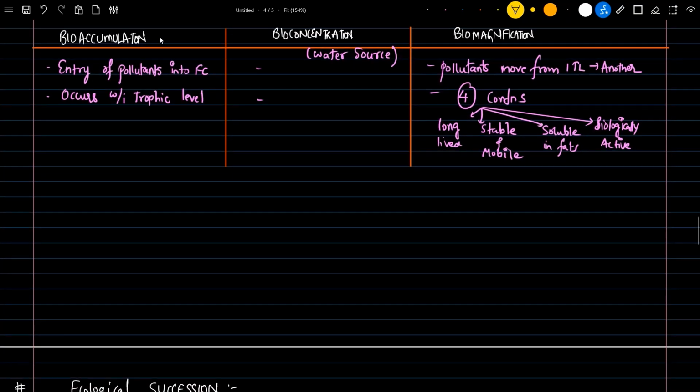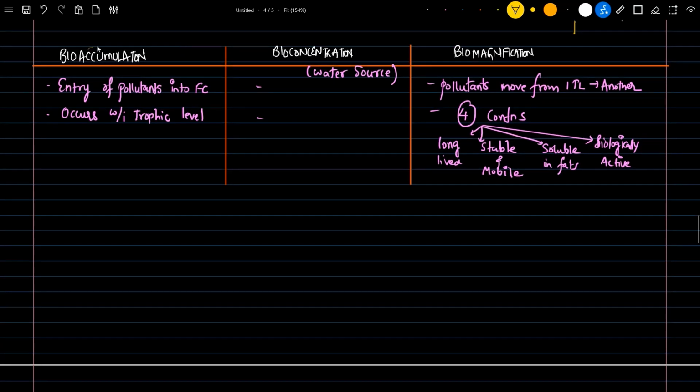Next important concept is bioaccumulation. So let's understand the difference between bioaccumulation, bioconcentration, biomagnification. Bioaccumulation means, let's say there will be different trophic levels, right? So this is trophic level 1, this is trophic level 2. Whenever a pollutant enters into one trophic level or into a food chain. So let's say this is a food chain.